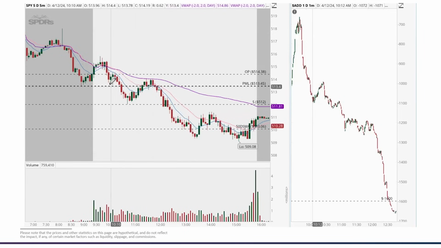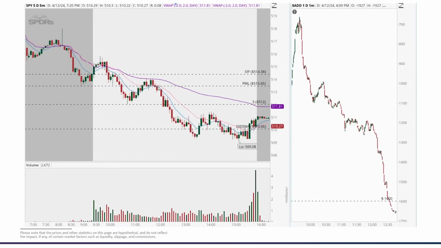SPY attempts to take out that pre-market low at 513.45, bounces into the 9 EMA, fails, and takes out that pre-market low and low of day on volume. In addition, you could see that this bounce coincides with the 9 EMA, fails from the 9 EMA, but also fails from the opening price. So now SPY is showing us that it's trying to go green on the day, it's trying to bounce, and it can't. And this results in a really nice momentum short down to that key 512 area.